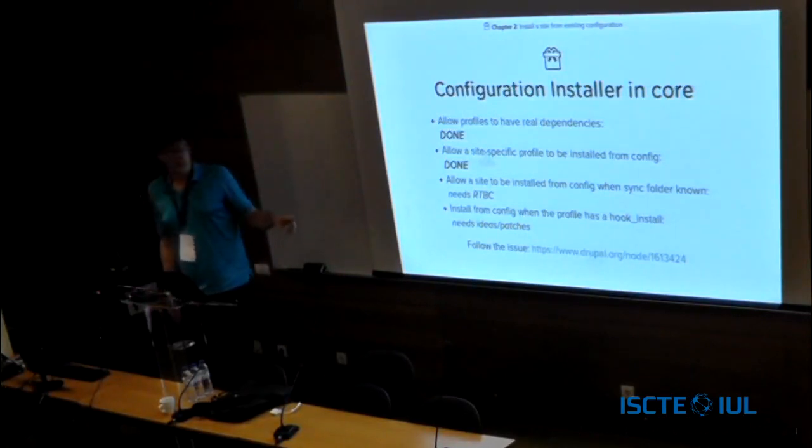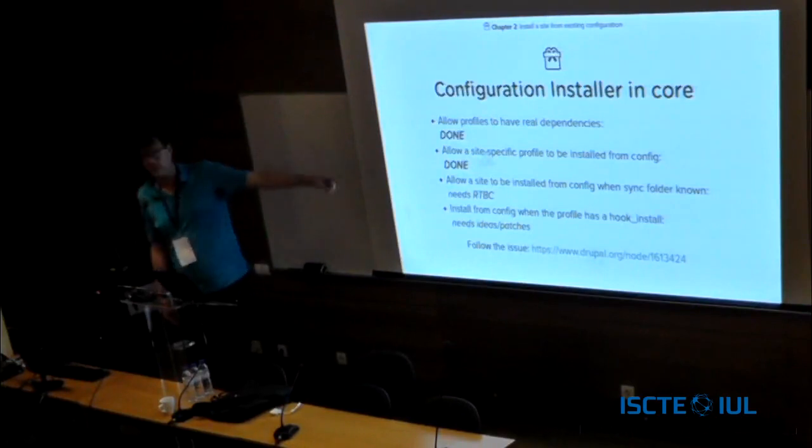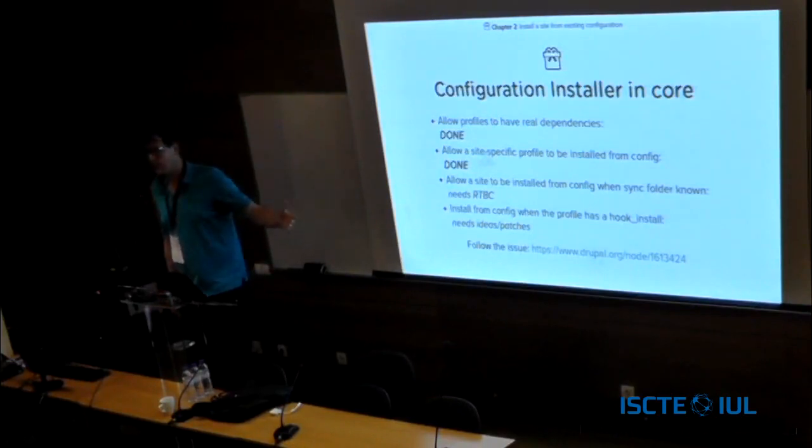Then the last step is we need to fix hook install, because this process so far is limited to profiles that do not have hook installs. The problem is that hook installs are usually run at the last point of an installation of the profile. So all the configuration is there, all the modules are enabled, everything. A hook install of a profile can assume everything is there. But when you synchronize configuration, this is also important for modules, then the module is installed first and then the configuration is imported. So when the hook is called, the configuration is not there and the database is not there yet, so it will fail horribly.